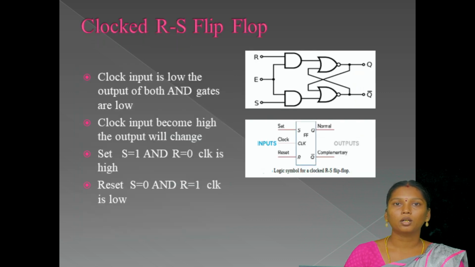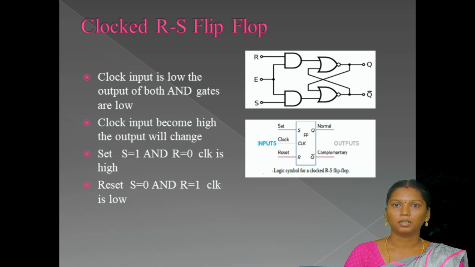Next is the clocked RS flip-flop. We already know the basic RS flip-flop. The basic RS flip-flop is connected to a clock pulse, which is made by AND gates. When the clock input is low, the outputs of both AND gates are low. When the clock input becomes high, the AND gates are enabled, so the output can change.